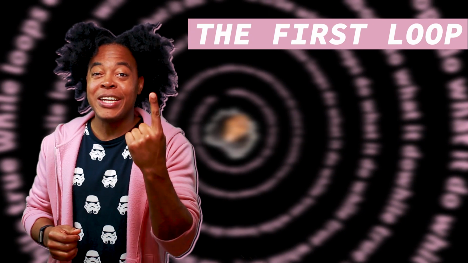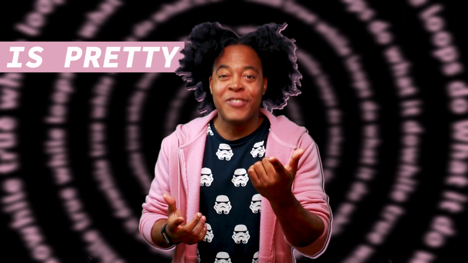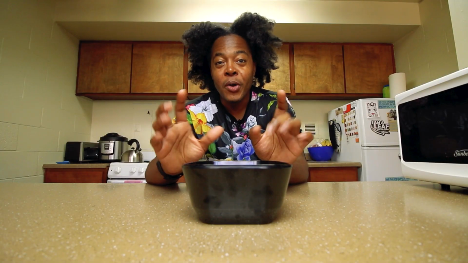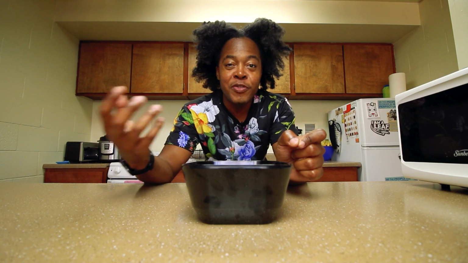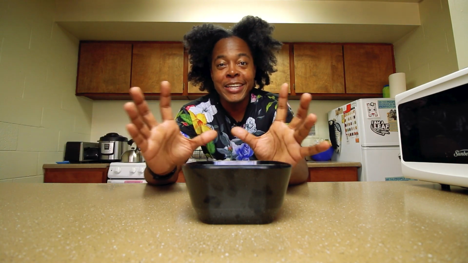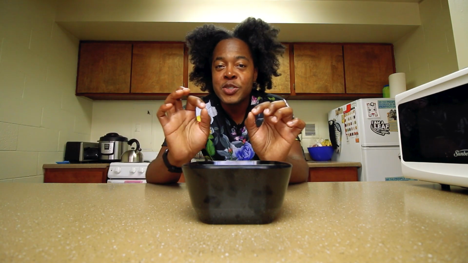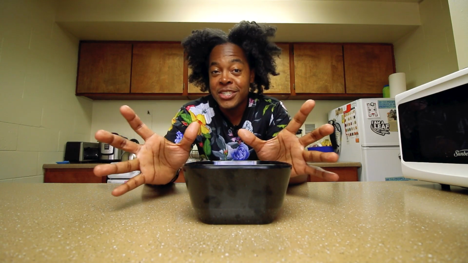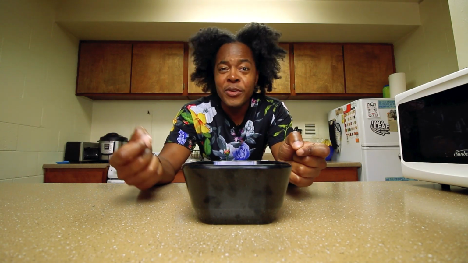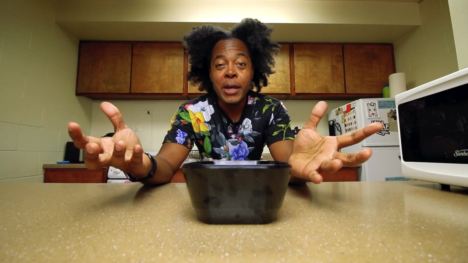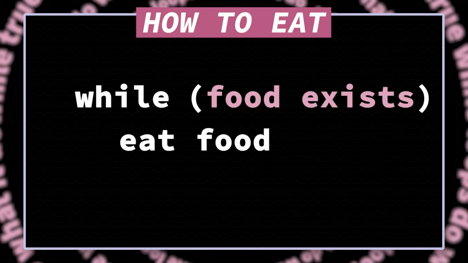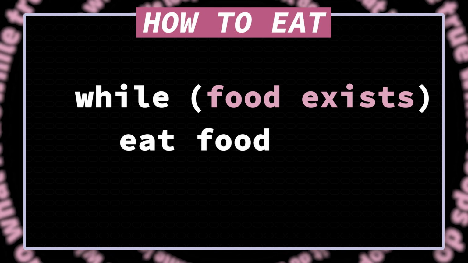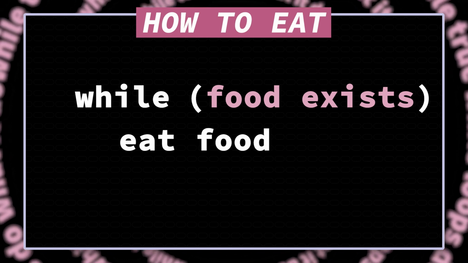The first loop that you learn is the while loop. The while loop is pretty versatile. Remember, while loops start with the keyword while, and then they are followed by a condition that can either be true or false. So let's model a condition for this cereal based on the way that we already eat food. Meaning, while food exists, we eat it. And when the food no longer exists, we're done because the food is gone.